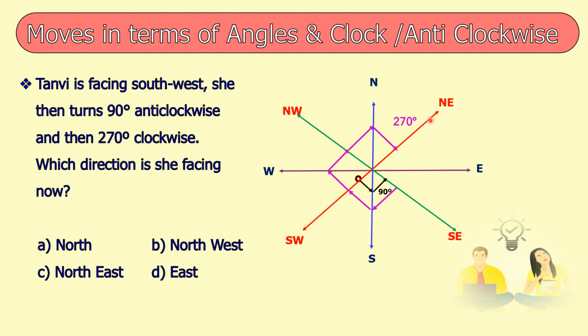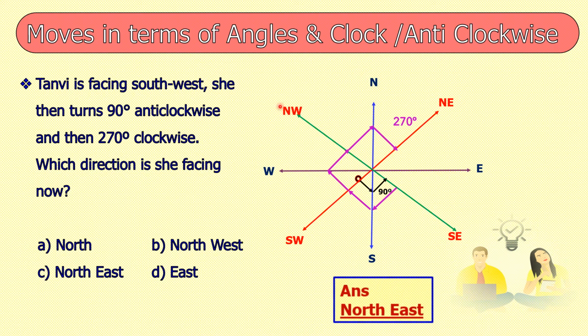We could have taken a shortcut here if we are good with angles and clockwise anti-clockwise directions. We could have directly deducted 90 degrees anti-clockwise from 270 degrees clockwise, and our effective direction will be clockwise because the clockwise angle is bigger, and the measure of the angle will be 270 degrees minus 90 degrees, which is 180 degrees. So from the starting point, 180 degrees clockwise, and she will reach here. We'll get the same answer, northeast. So you can do it both ways, and your answer will be C, northeast.